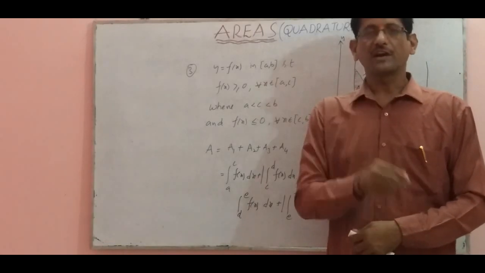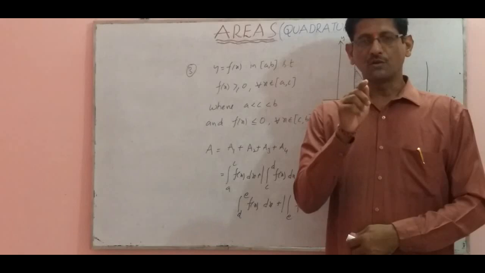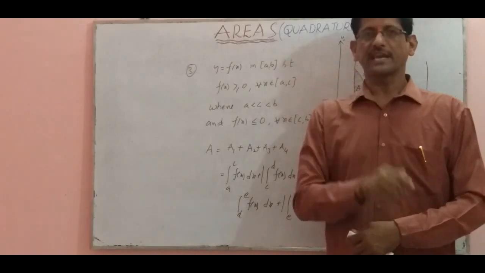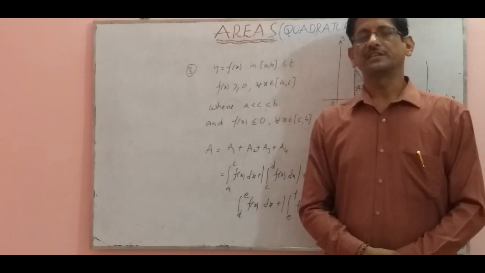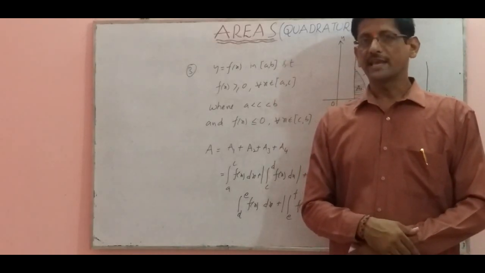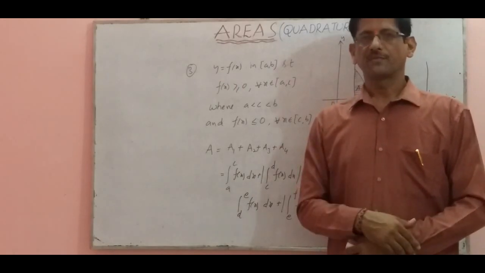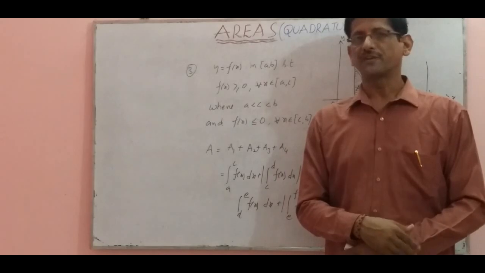The area of the curve y is equal to f of x enclosed with x is equal to a, x is equal to b, and the x axis is A is equal to integral a to b f of x dx. That is the first point. First point says that the curve lies above the x axis. That means the area represents integral a to b f of x dx.